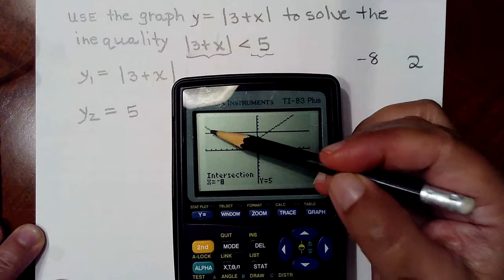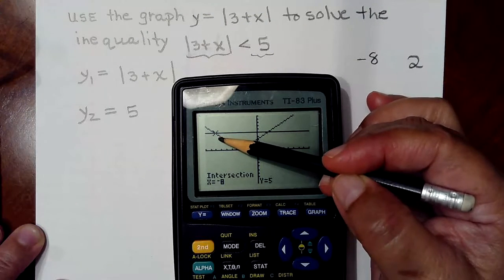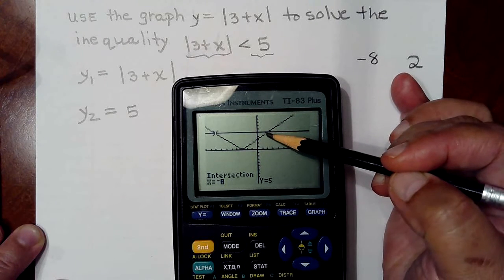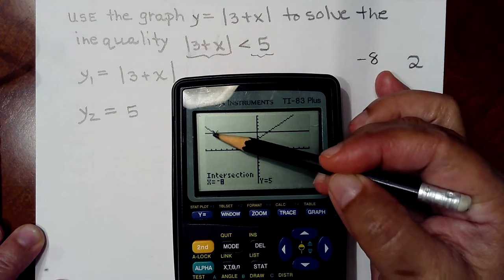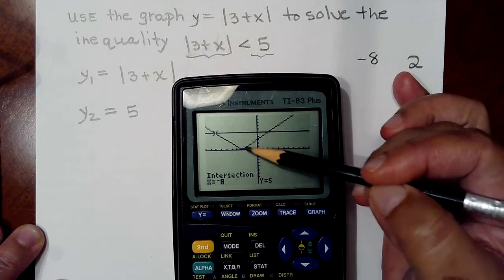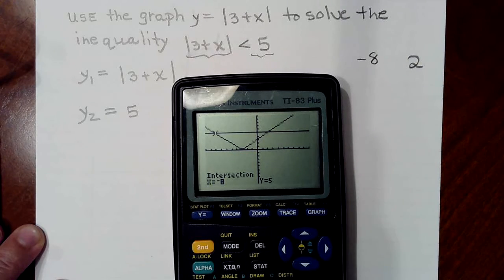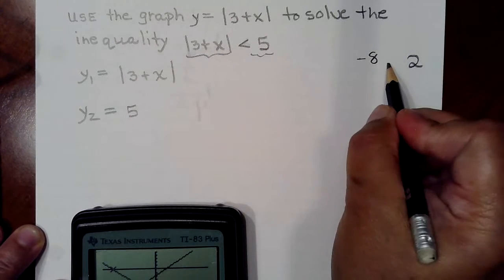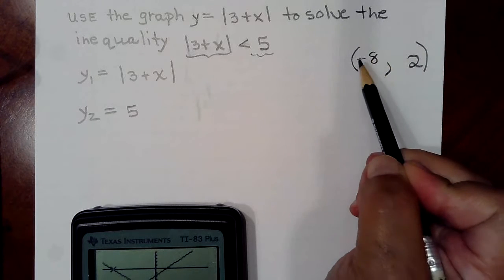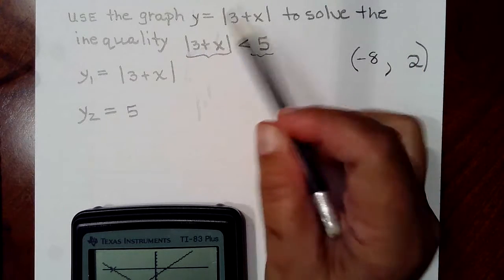You want to say that starting at this x value, -8, and then every x value belonging to this absolute value all the way up until you get to 2, all those x values belong to a portion of the absolute value graph that is below the line y equal to 5. So along this interval, all the x's between -8 and 2 satisfy this inequality.